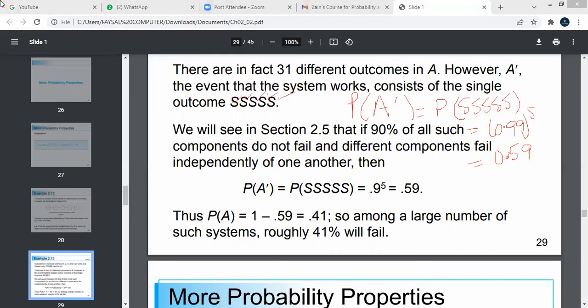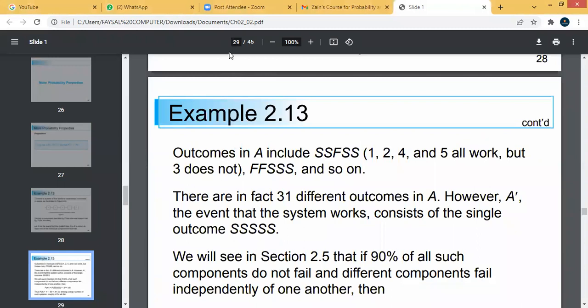So first we have to find the probability of complete success. The probability of A dash will be S, which means that there is no fail. So the answer of this one is equal to 0.59. Any question till now? Is there any difficulty?